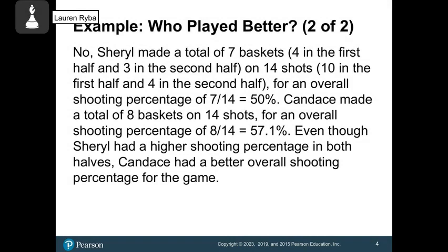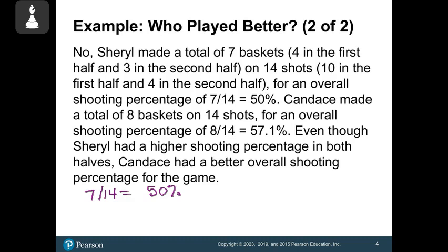The answer is no, but let's discuss why here. Based on the previous slide, we saw that Cheryl made 7 total baskets, 4 in the first half and 3 in the second half, out of 14 total shots: 10 in the first half, 4 in the second half. So she made 7 total out of 14 for a total game percentage of 50%.